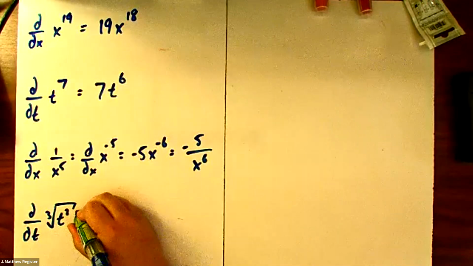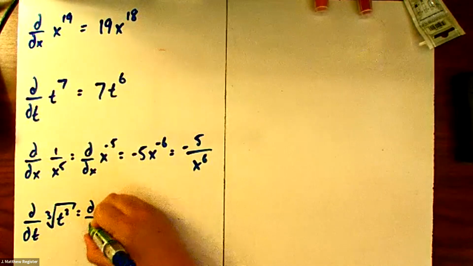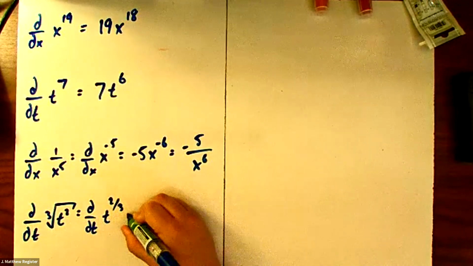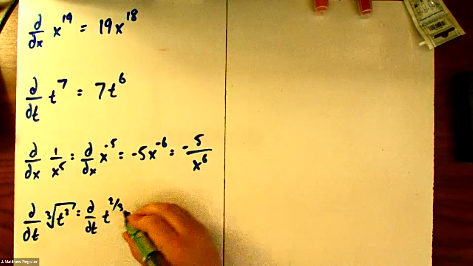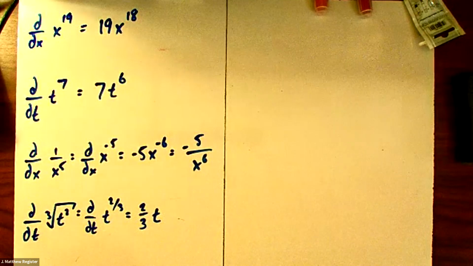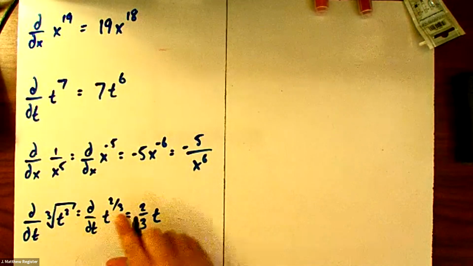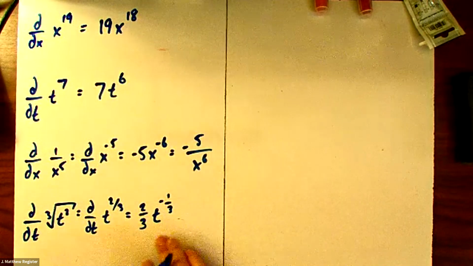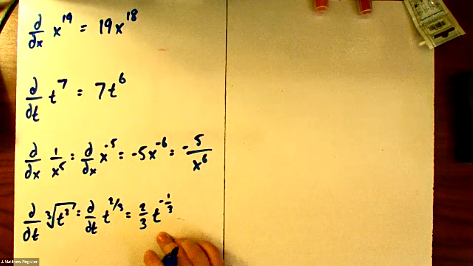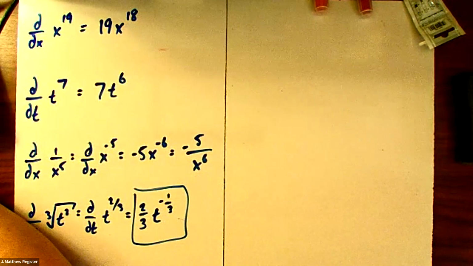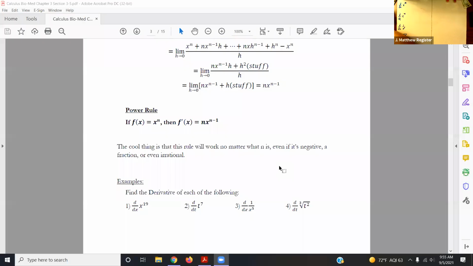Same with this one. And so we can rewrite this as d dt of t to the 2/3. We can bring that 2/3 down. And then our new fractional exponent would be 2/3 minus 1, which would be a negative 1/3. And we could rewrite that in radical form and rationalize it if we really wanted to. Oftentimes you'll just keep it like this because it can get very, very messy. And that's our power rule.